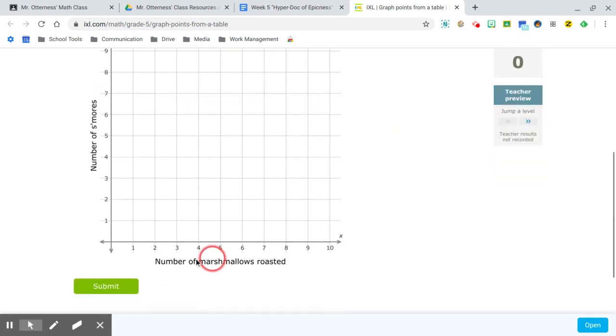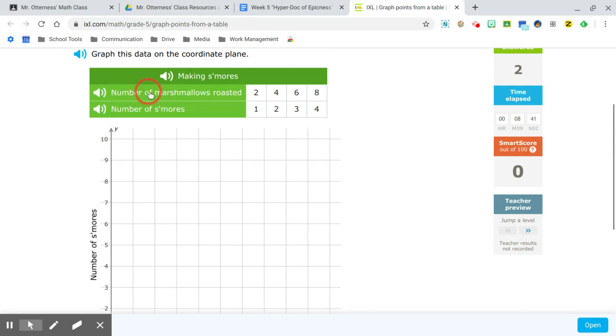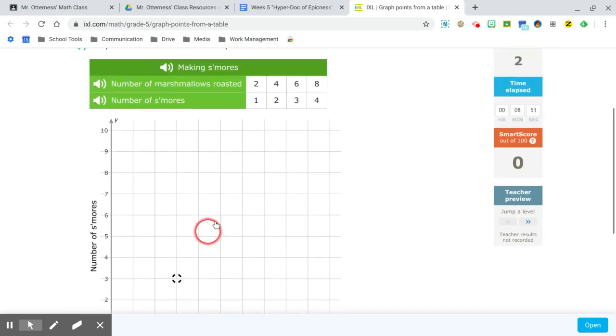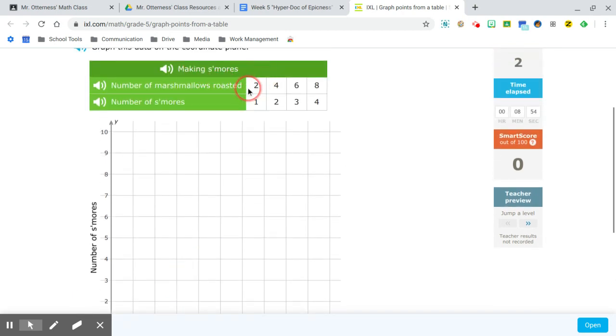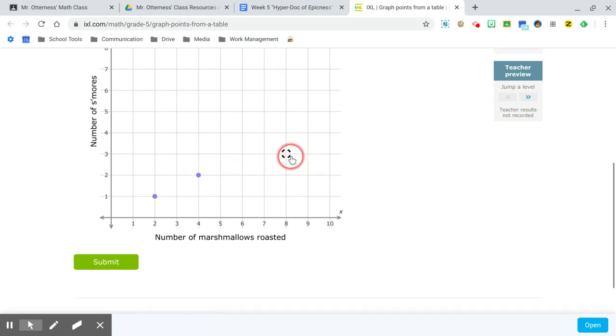So on the x-axis, we have number of marshmallows roasted. So let's start with that. Number of marshmallows roasted. So we start with 2, okay? And 1 s'more is made from 2 marshmallows. So 2 and 1, right? That's our ordered pair. 2, x, 1, y. That's our ordered pair, x first, y second. Okay, we can move to our next x-axis point, which is 4. So number of marshmallows roasted, 4, and there were 2 s'mores made.